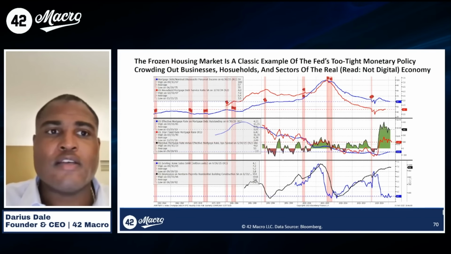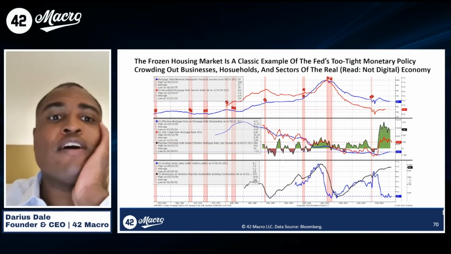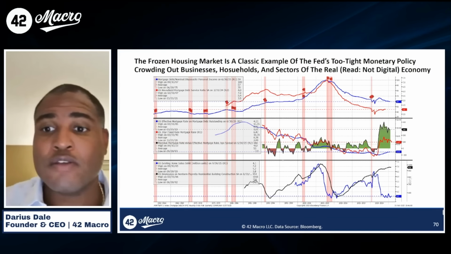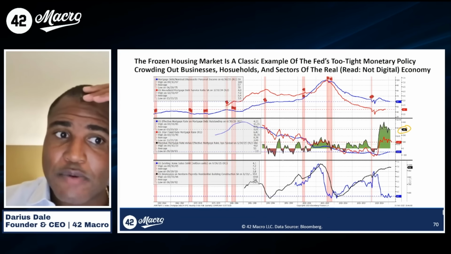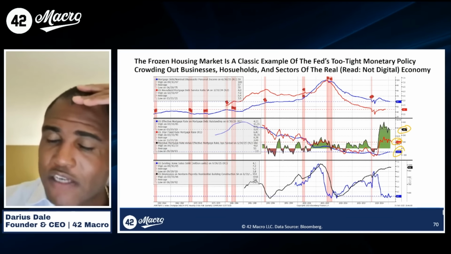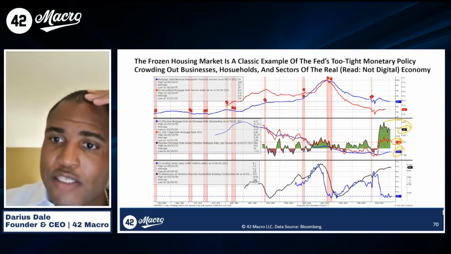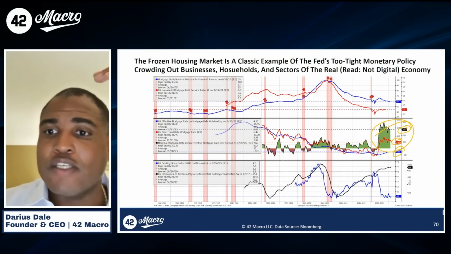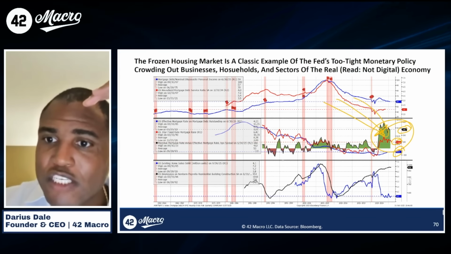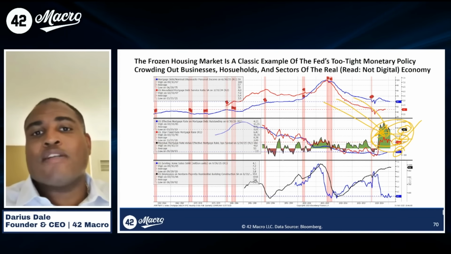So I'll end on this. The frozen housing market is a classic example of the Fed's too tight monetary policy, crowding out businesses, households, and sectors of the real, not digital, economy. If you look at this spread, 286 basis points, between the marginal mortgage rate of around 6.5% and the effective mortgage rate just north of 4%, the spread is essentially creating this lock-in effect. And the reason the spread is so wide is because there's not enough money beating it down. There needs to be money beating the red line down. If there's no money to beat the red line down, then the spread's going to be high.